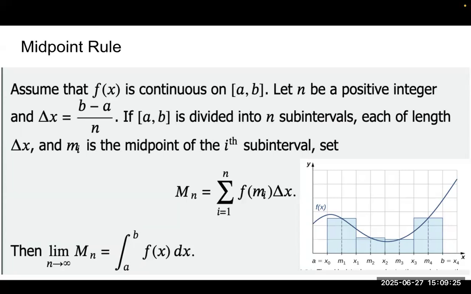What is this? This is the width, the distance between these two. This is the distance, delta x, and the summation. And how can we find that? We can find that as b minus a upon n. b and a are the interval, and n is the sub-interval.